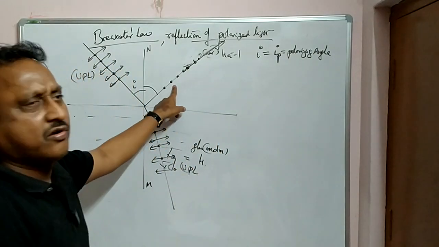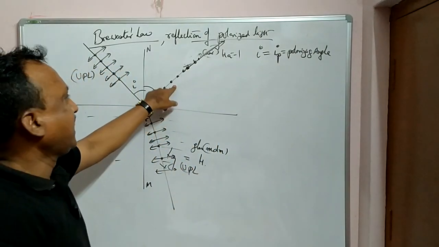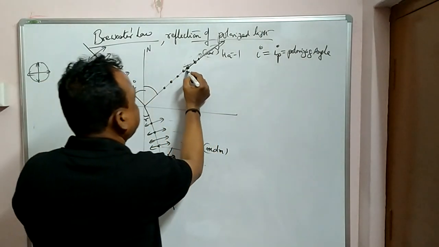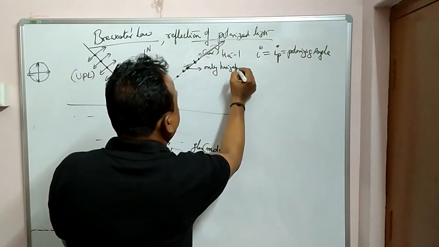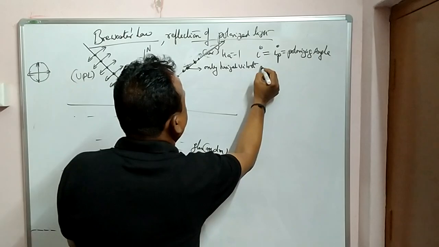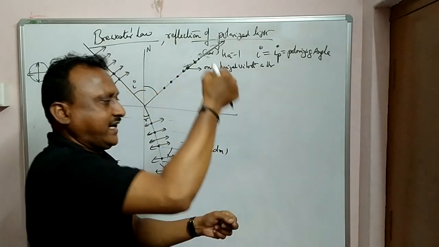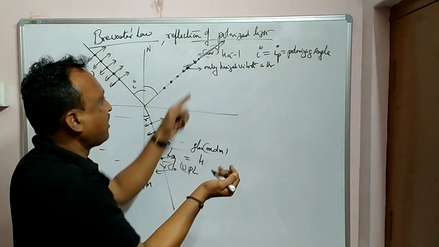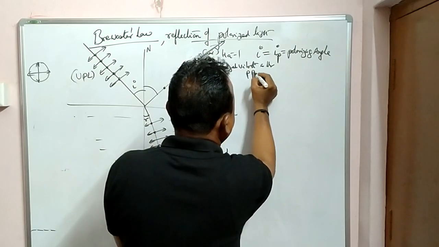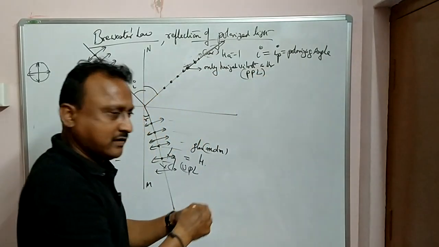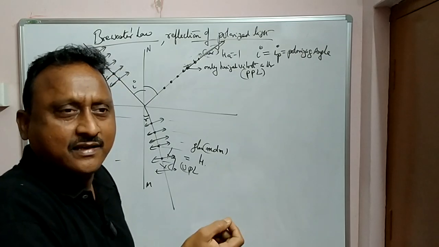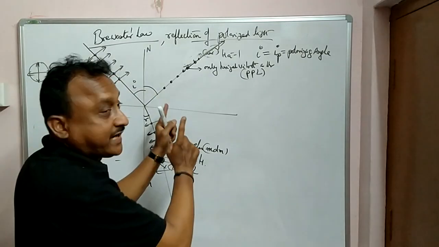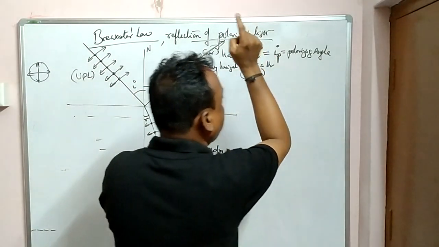This is also called plane polarized light. The vertical is gone, only horizontal vibration is there. This is also called plane polarized light, PPL. Okay? The vertical direction is gone, only horizontal direction light will be there, the electric field vector. At what point? When I is equal to IP.